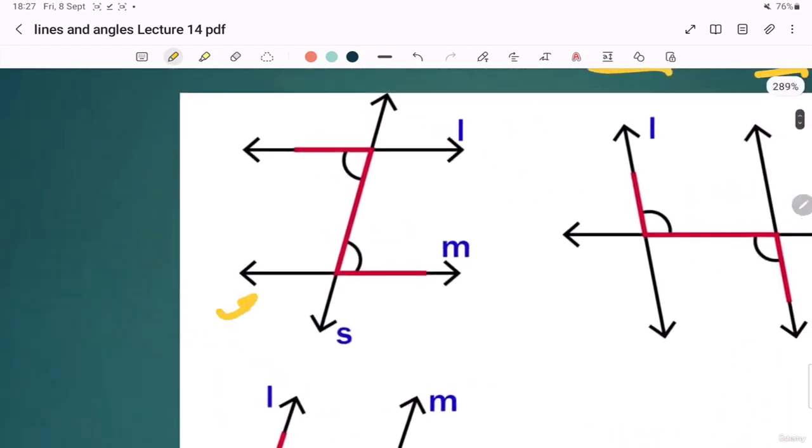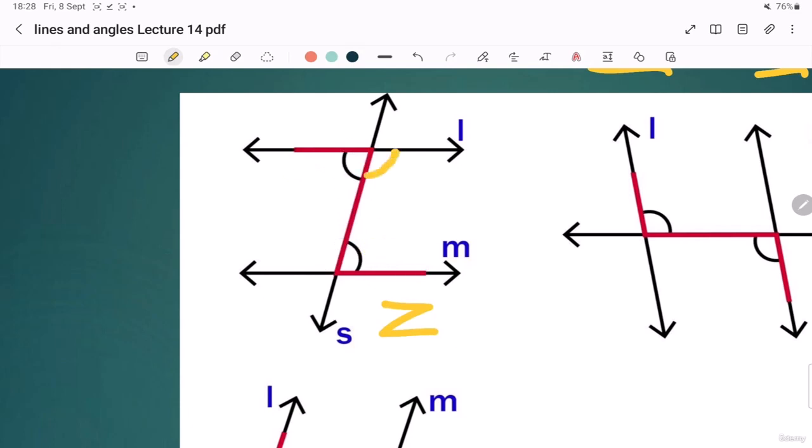Now see in this figure, these two are parallel lines. This is the transversal. This angle is like this and this angle is like this. Now join them, you will get a Z shape. Therefore these angles are alternate interior angles.